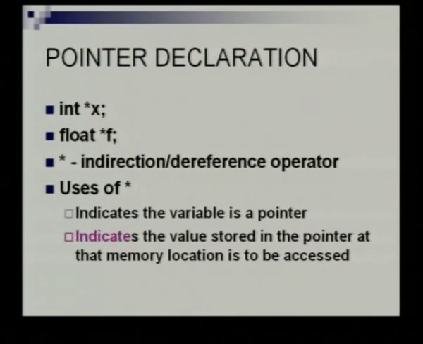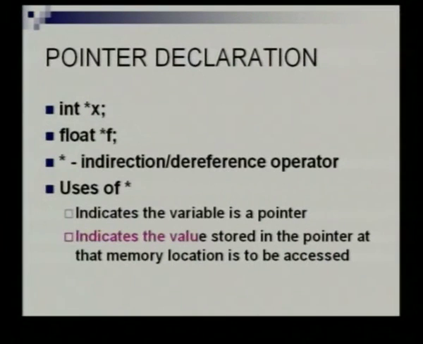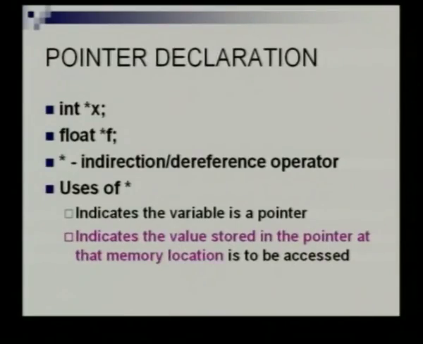And the second use of this indirection operator is that it indicates that the value which is stored in this pointer variable refers to an address. The pointer variable itself does not indicate the value. The pointer variable indicates that an address is being held by that variable. To access the value which is present at that address, we have to use this indirection operator. The use of this you will understand when we are seeing the example programs.